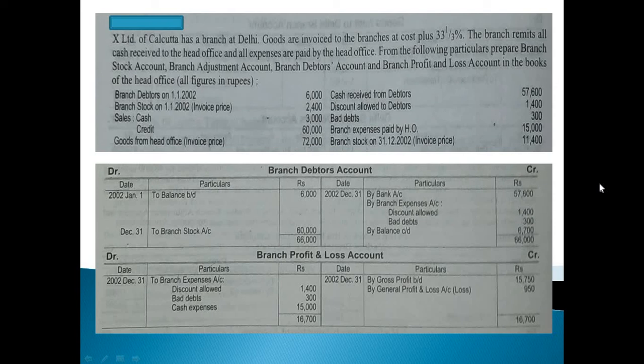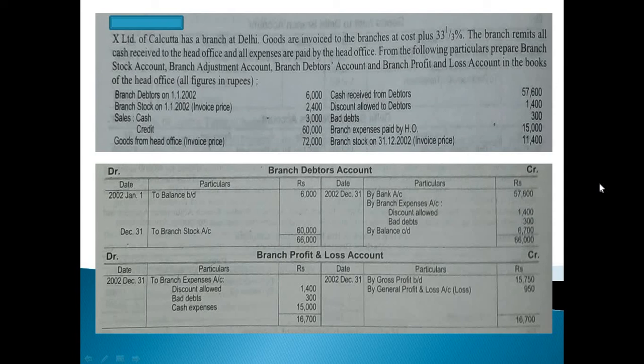So now let's look at the branch profit and loss account. So the branch profit and loss account starts with the gross profit on the credit side. So this gross profit has been taken from the branch adjustment account for rupees 15,750. And on the debit side, the branch expenses account, this has been taken from the branch expenses account, that is discount allowed for rupees 1,400. Then we have bad debts for rupees 300, and also the cash expenses.